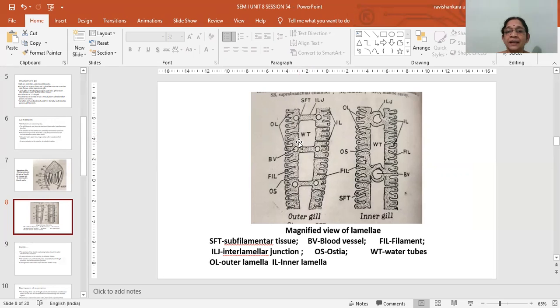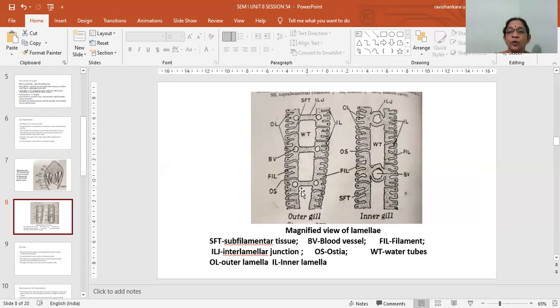The subfilamentar tissue is observed, and there are minute openings leading to the water tubes, known as ostia, which allow water to enter and bathe these gill lamellae. Water current is produced by cilia on these folds of skin, which are known as filaments or lamellae. Filaments contain lamellae. Lamellae are joined by interlamellar junctions, and water tubes are the gap between two interlamellar junctions.